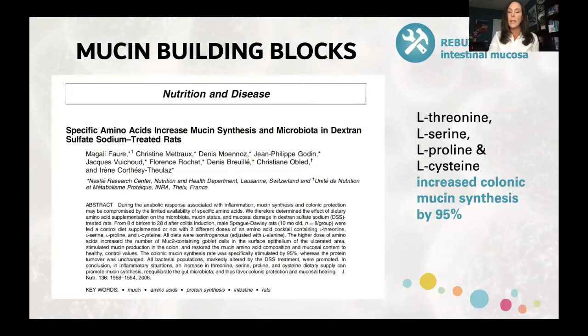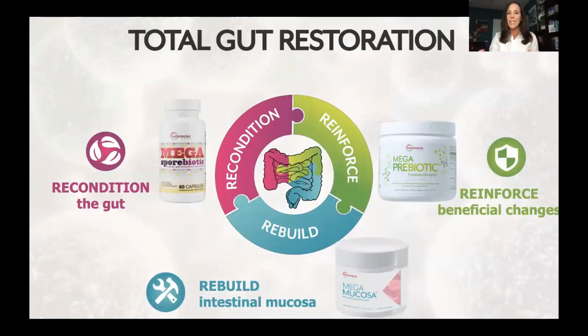And these mucin building blocks are also contained in the rebuild phase with the Megamucosa. L-threonine, L-serine, L-proline, and L-cysteine increased colonic mucin synthesis by 95%. So in this rebuild phase, we have the bovine immune globulins, which are passively binding. We have the polyphenols, which we just talked about. And then we have these mucin building blocks, which increase synthesis of mucin and aid in short-chain fatty acid production as well. So just to summarize the total gut restoration, we have the Megaspore for reconditioning the gut, the only probiotic so far proven to increase keystone strains and diversity. Mega Prebiotic reinforces the beneficial changes by increasing short-chain fatty acid production, and in conjunction with the Megaspore increases keystone strains, according to the research I showed you, and then rebuilding intestinal mucosa with bovine immune globulins, polyphenols, and amino acids.